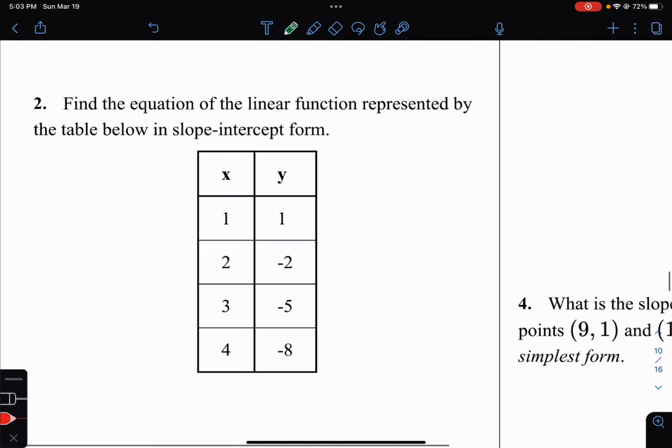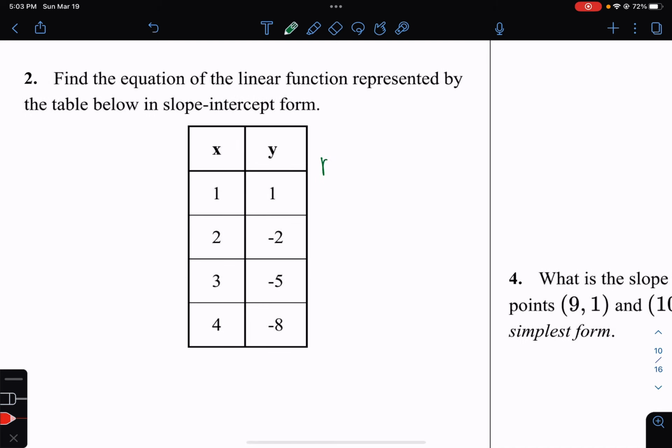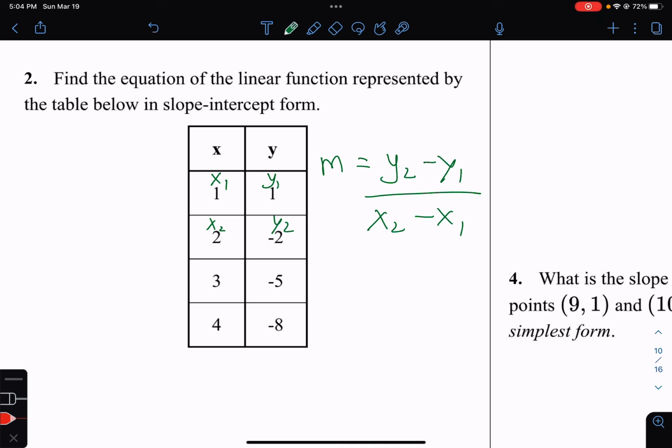All right, so again, they gave us a chart, and they want us to get it in slope-intercept form. So let's go ahead and first solve for slope. To remind you, slope is y2 minus y1 all over x2 minus x1. So let's go ahead and identify our x1, y1, x2, y2. All right. So go ahead, plug that in, and I want you to go ahead and solve for the slope of this linear function.